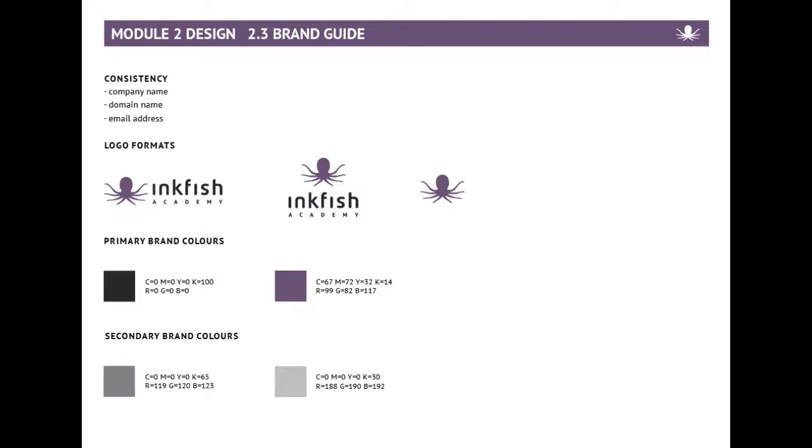Secondary brand colors are colors that are in support of the brand when working with more than the colors that are just available in the logo. And in this case, we've got two types of gray that we're using for this.